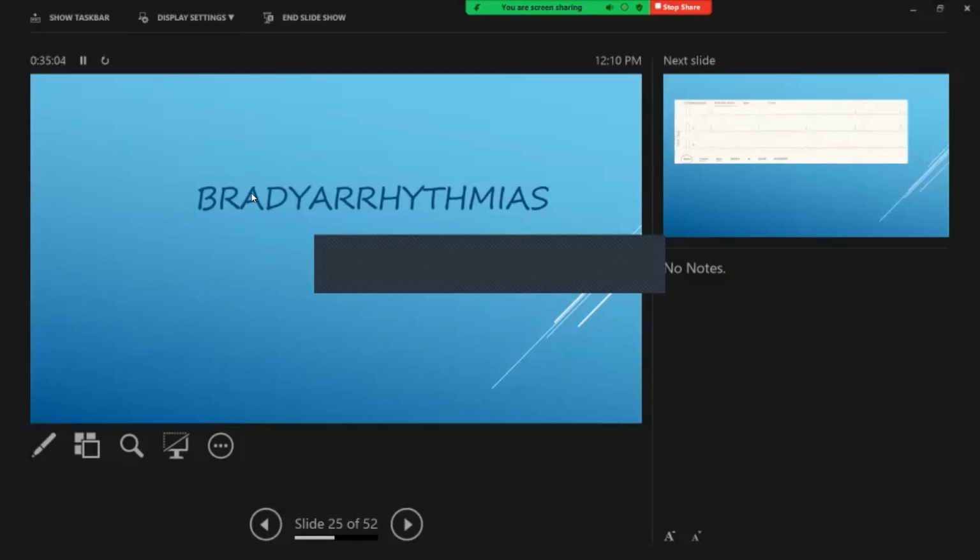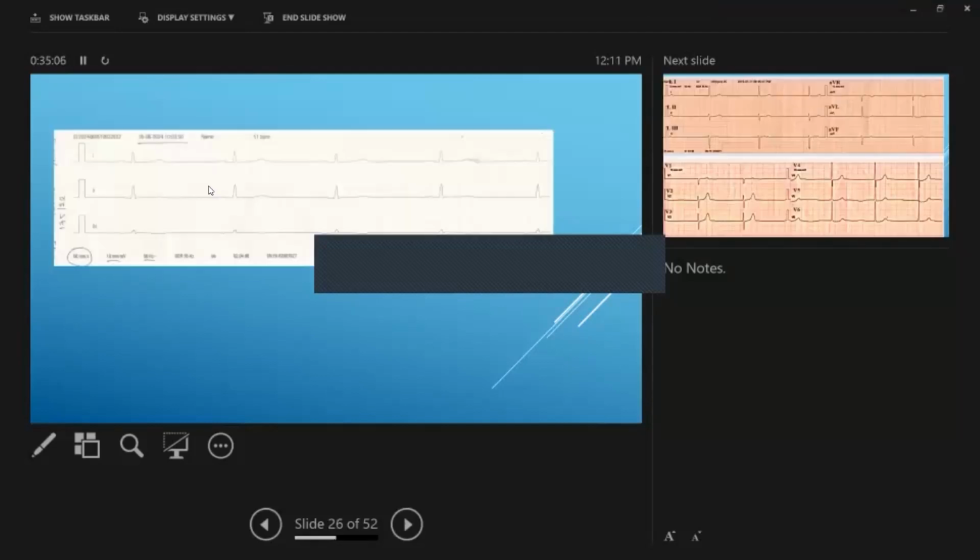Moving to bradyarrhythmias, the rate less than 60 beats per minute. Now, this ECG belongs to a patient who was referred before undergoing minor surgical procedure under local anesthesia. Though it was 51 here, the rate was around 30 beats per minute. Then the PR interval also prolonged. Then we check the speed of the ECG which was done. It was 50 millimeters per second, double speed.